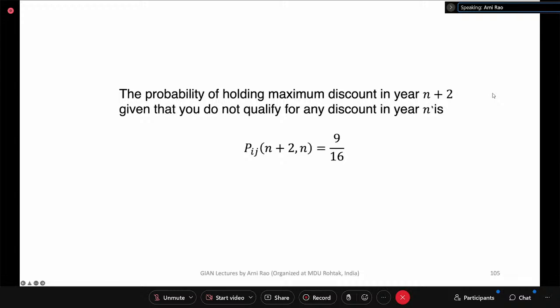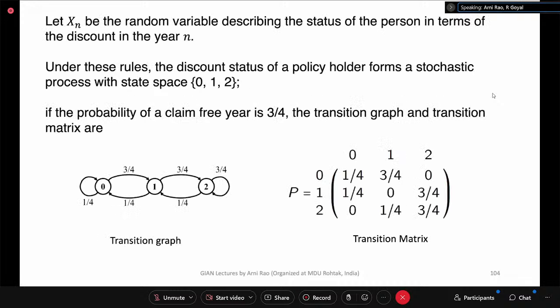Sir, in the previous slide, even though the sum of the values in all the rows is equal to 1, what about the sum of the values in column 2? In this case, it is not 1, but still fine. Stochastic matrix means either column sum is 1 or row sum is 1.